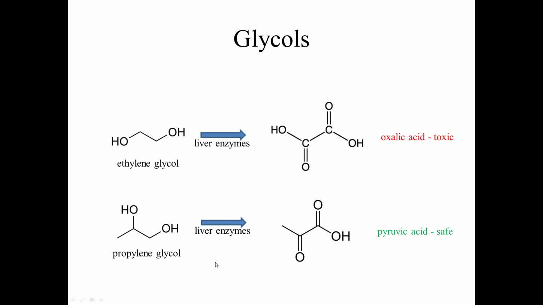I'll give you another example. If you had an 8-carbon chain, right, an octane, and I put OHs on numbers 1 and 2, that would be a glycol because they're on adjacent carbons. But if I had an 8-carbon chain and I put OHs on 1 and 4, it would not be a glycol because they're not next to each other.